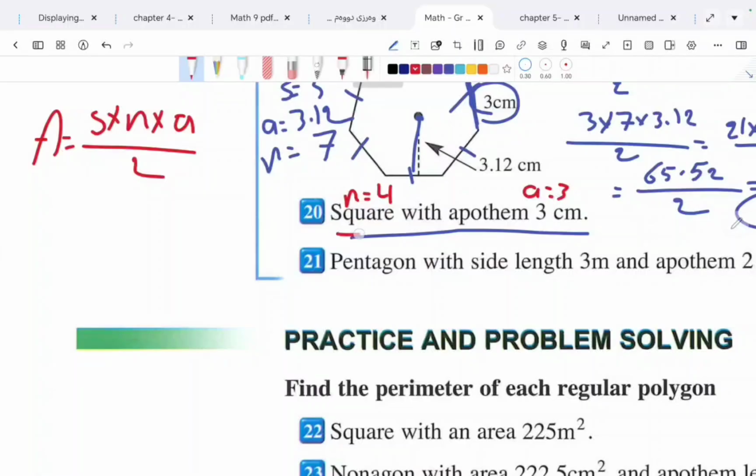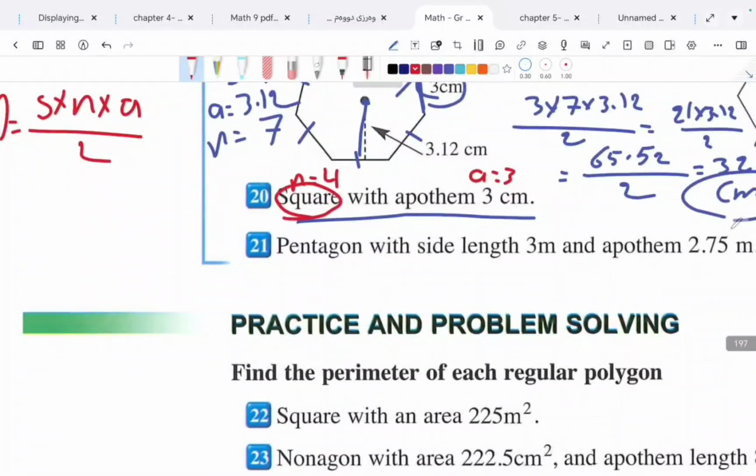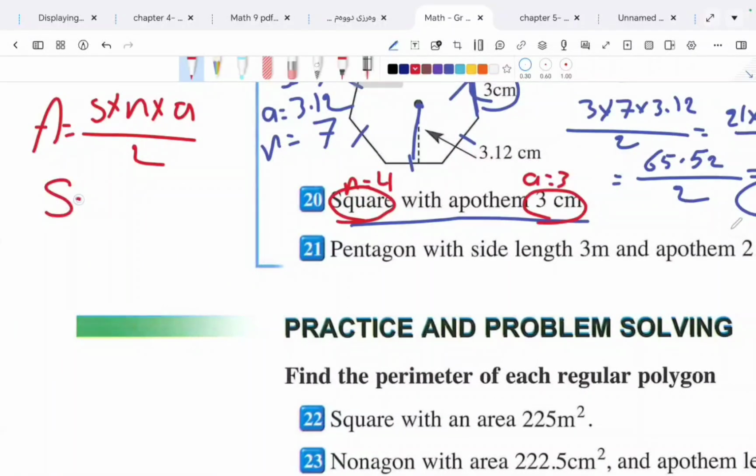Pay attention. In a square, when you have the apothem, how can you find the side? We will say 2 times the apothem. So 2 times the apothem is what? It is 6. So 2 times 3 equals 6. So s equals what? S equals 6.